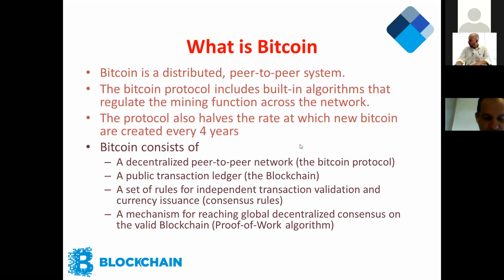So now Bitcoin, that's how the Bitcoins are created. Okay, now Bitcoin consists of a decentralized peer-to-peer network, a public transaction ledger on the blockchain, and a set of rules for independent transaction validation. This one is the consensus rule. For example, if someone wants to make any transaction, there should be a consensus among the network, meaning 51% of miners should approve that this transaction is valid.